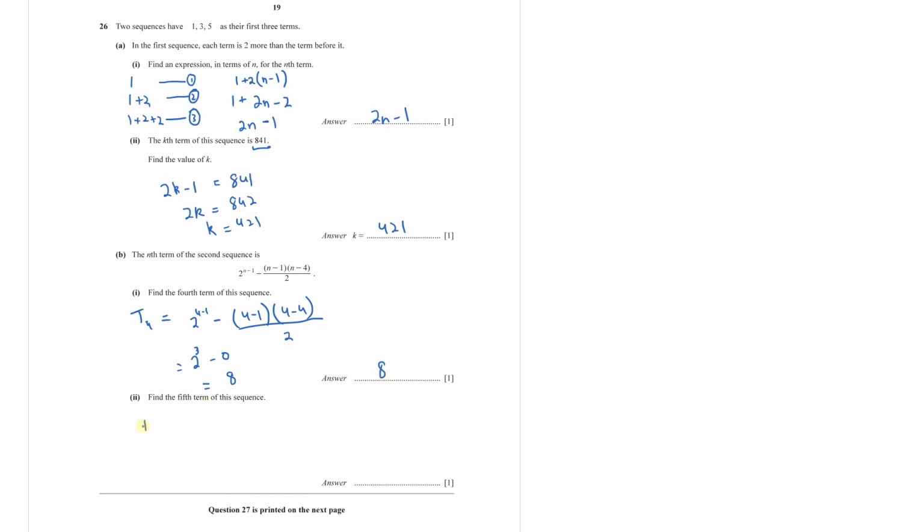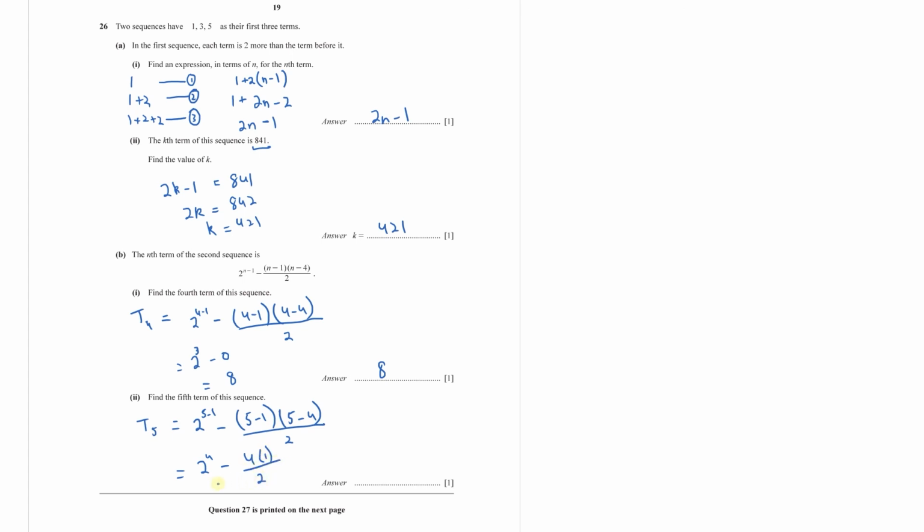Find the fifth term in the sequence. Now t5, I'll again just simply replace n with 5. So I get 2 power 5 minus 1 minus again 5 minus 1, 5 minus 4 by 2. I get 2 power 4 minus, so you'll get 5 minus 1, 4, and then 5 minus 4 is 1, so anything multiplied by 1 is just itself.